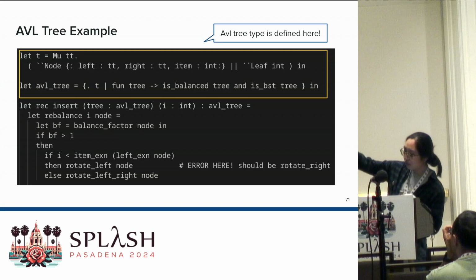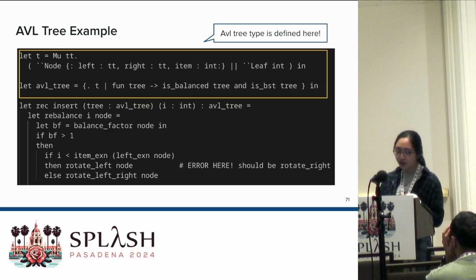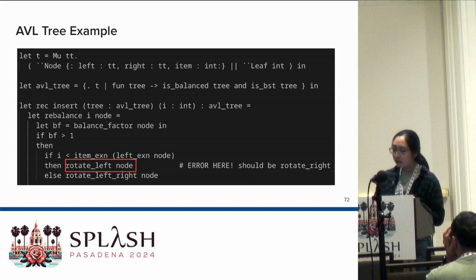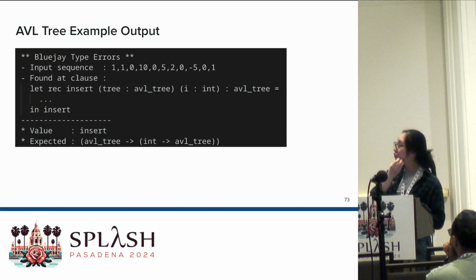The AVL tree type is highlighted in the yellow box, and it's a rather complicated refinement type on a recursively defined tree type. The error is over here in the red box. It's an incorrect rebalancing. So to detect this error, our tool essentially needs to be able to produce inputs that will lead to an AVL tree violating the declared type. Fortunately, it is up to the task. It correctly identifies that the program implementation does not conform to the actual declared type.